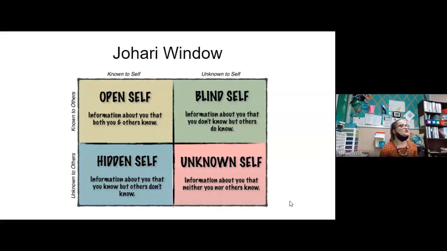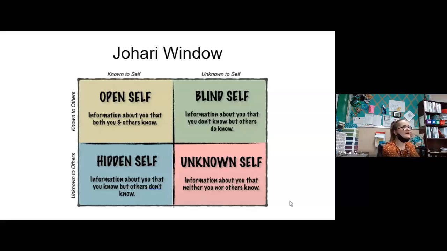Then we're going to go on to the blind self. In this window pane, you have information about you that you don't know, but others do. So let's say that you're my boss and you know that I'm getting fired next week. Well, I don't know that. I'm blind to it. This is also like how other people perceive you. You don't know how other people perceive you, so you're going to be blind to that information.